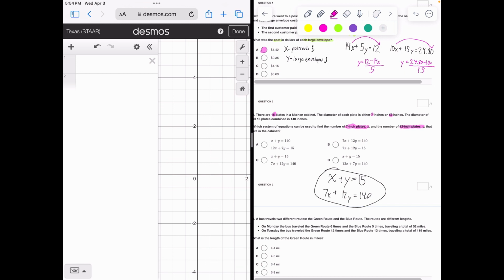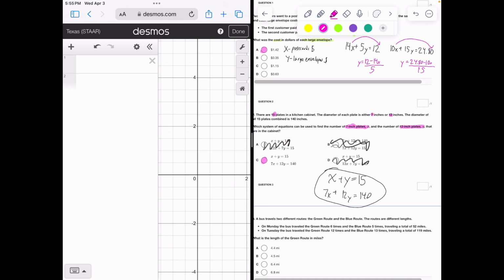A has x plus y is 140. That's wrong, so that's out. B, 7x plus 12 is 140. No. X plus y is 15. 12x and 7y is 140. The only problem is x is the 7-inch plates, not the 12-inch plates. C becomes the answer. Again, we're just setting things up, and then we're just solving it out.